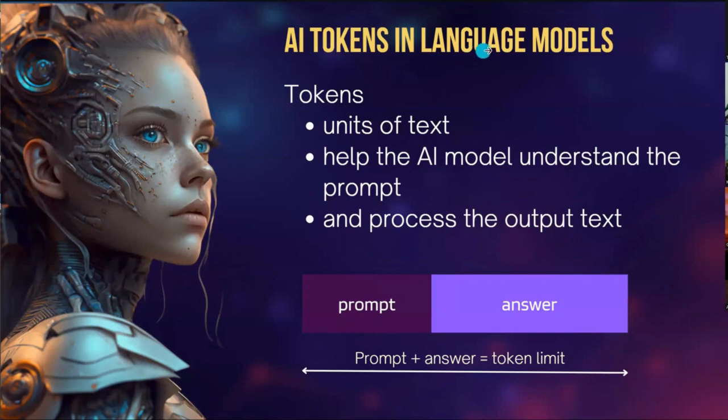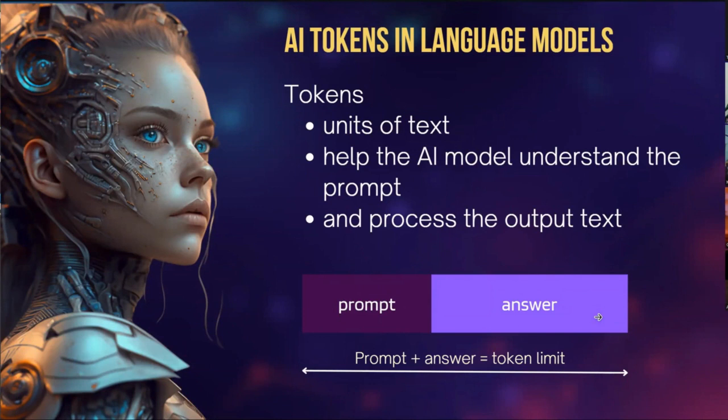AI tokens in language models are units of text. This is the kind of brick that uses all the information needed to create your response. It is very important that the prompt, which is your input, and the answer together form the token limit. So for ChatGPT this is 3,000 words, and with ChatGPT 4 it is 25,000 words. What does that mean? If your prompt is too big, there will not be enough space for the answer.